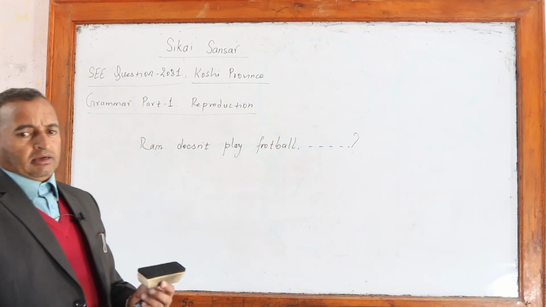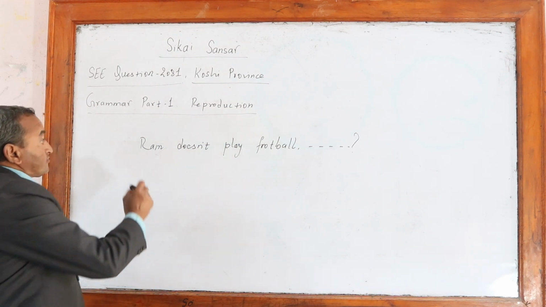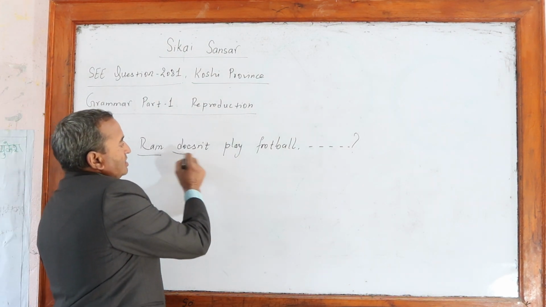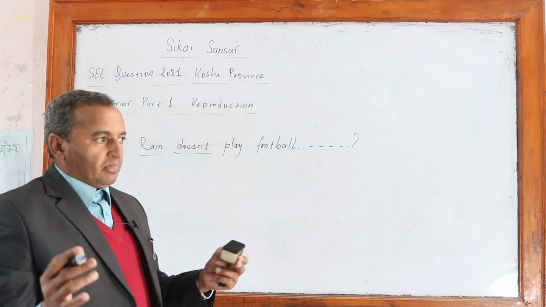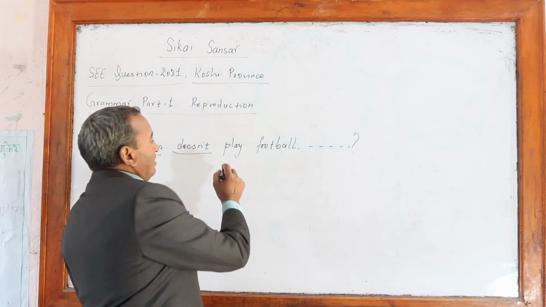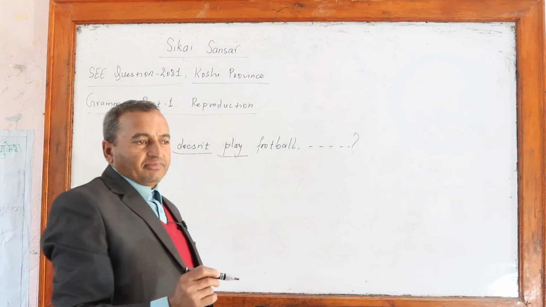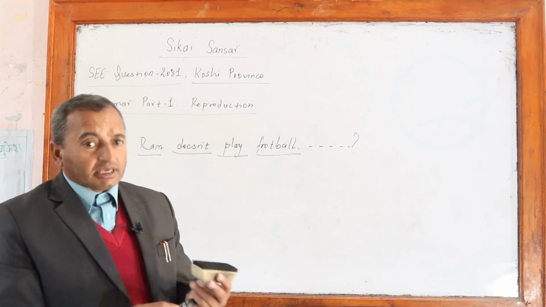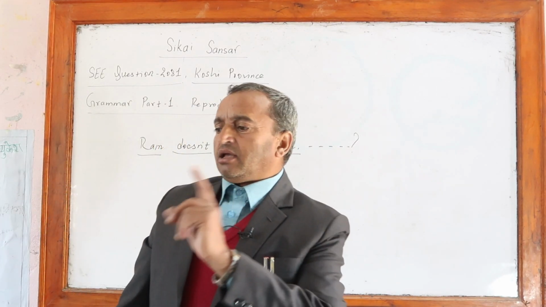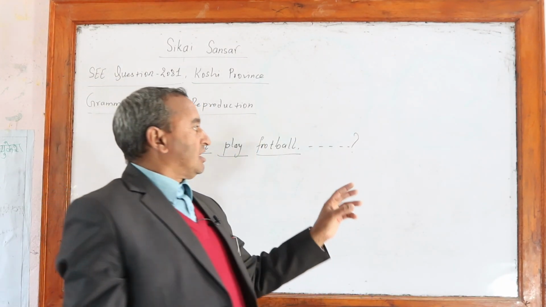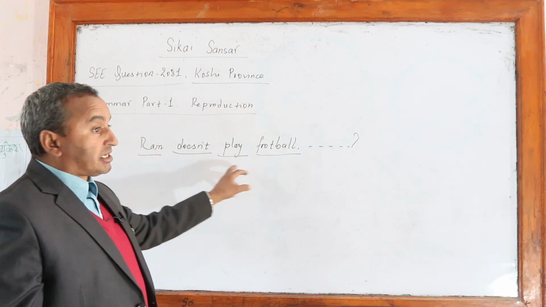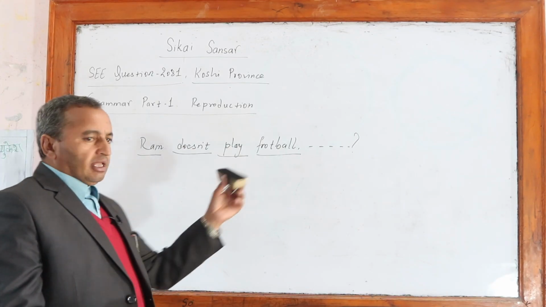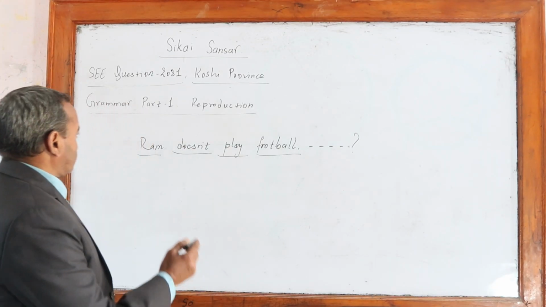Look here again. Ram is the subject, okay? Does plus not, the contracted form, that is the negative form. Play is the main verb and football is the object. Earlier we did many affirmative sentences, and again this very sentence is in present form, right? So let's do these very things.